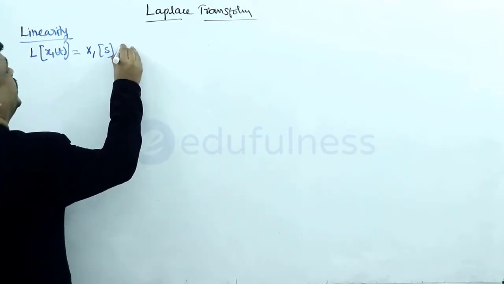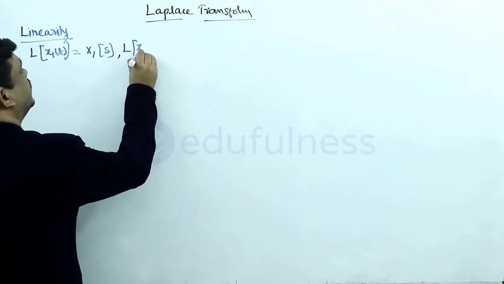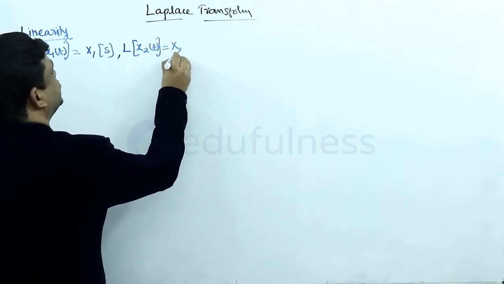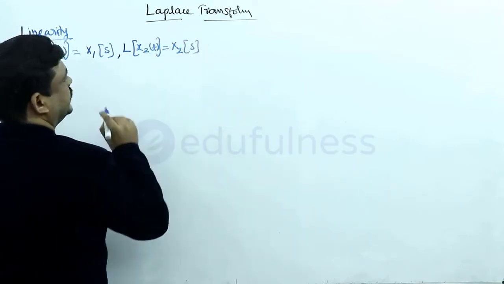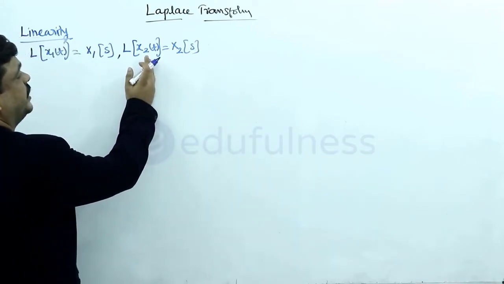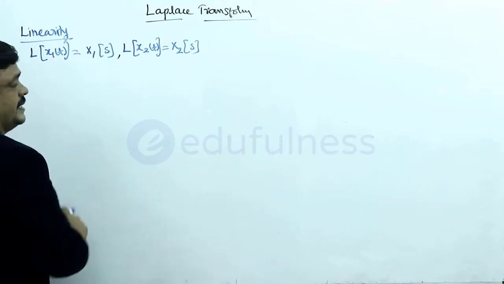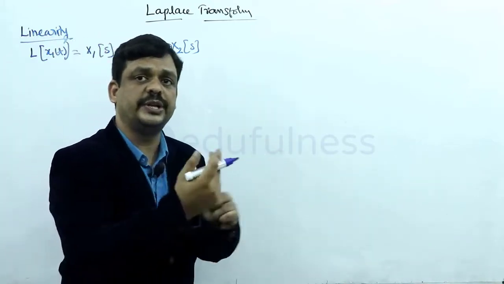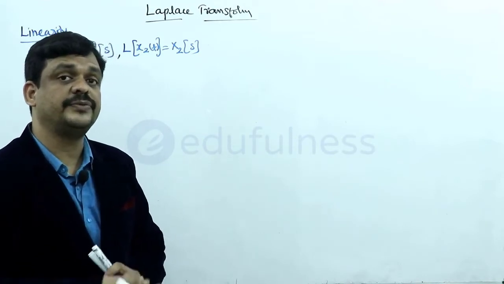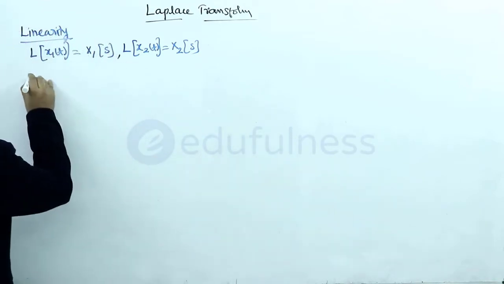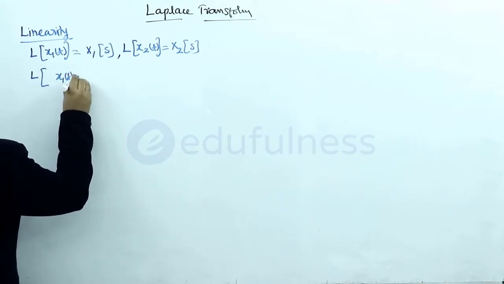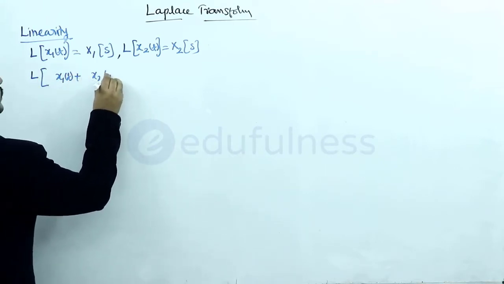Similarly, I am taking another signal here. The Laplace transform of x2 of t is x2 of s. So time domain is converted into frequency domain. x1 of t and x2 of t are two different signals. Now I want to find the Laplace transform of the summation of these two functions, so the Laplace transform of x1 of t plus x2 of t.